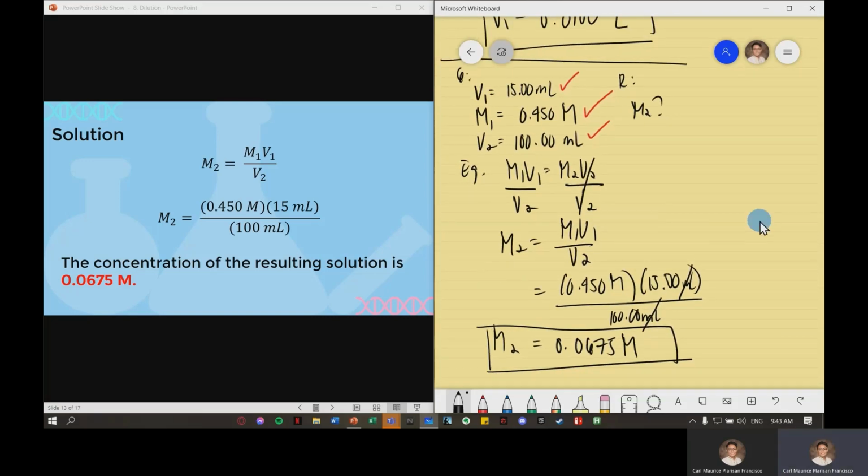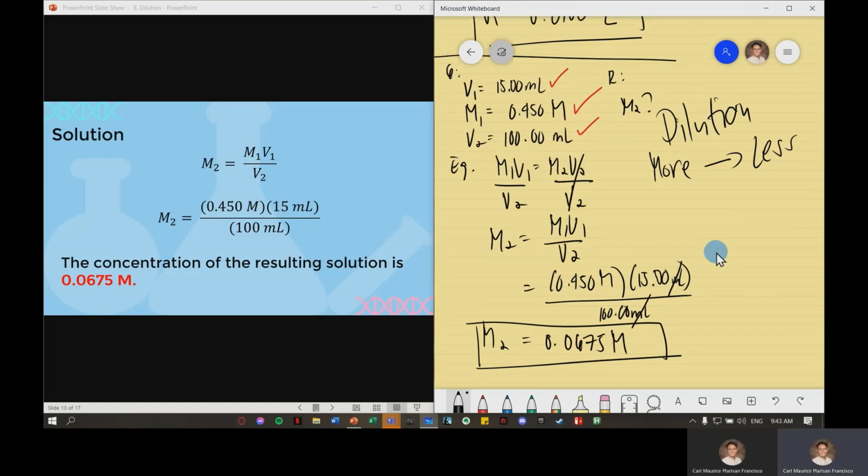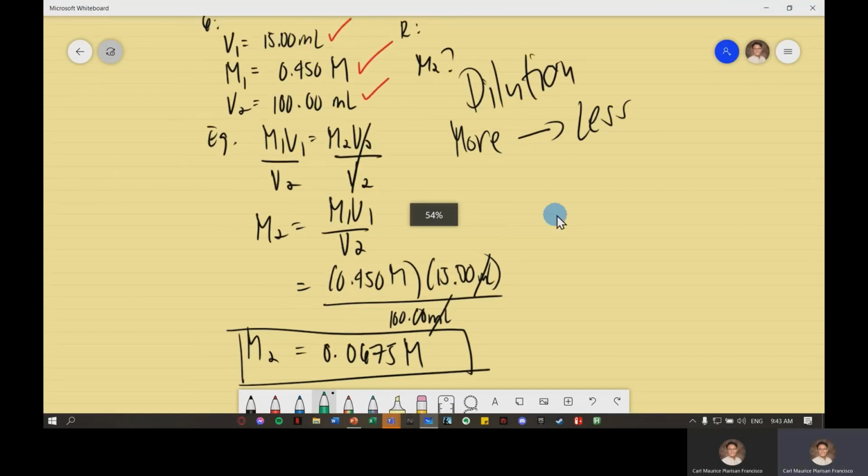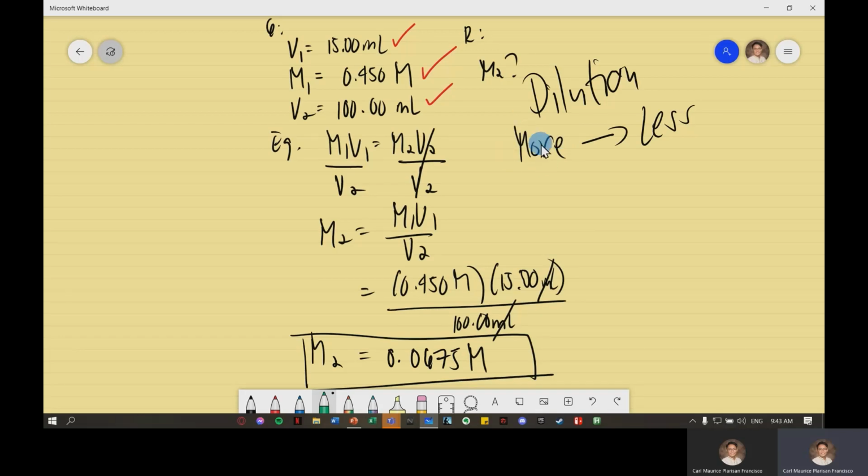So let us analyze the given. Since we're talking about dilution, meaning to say, from a more concentrated solution, it shall become less concentrated. Again, dilution: from more concentrated, it will become less, by adding solvent. Now, look at M sub 1, 0.450. After dilution it becomes 0.0675. From more, 0.450, it becomes less, 0.0675.